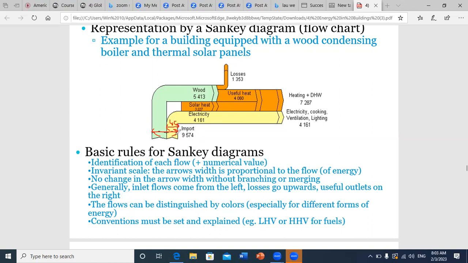So you should verify a certain scale so that just from looking at the figure you have an idea of the percentages. So the arrow's width should be proportional to the flow of energy.